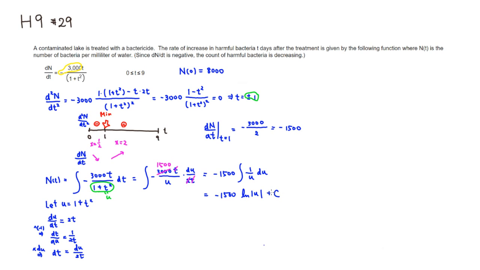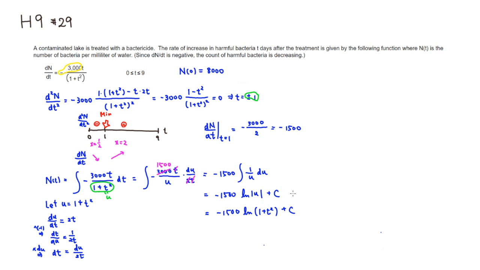Then, if you want, we need to put the original variable back in. Remember that u is the same thing as 1 plus t squared. And we don't have to put absolute value because 1 plus t squared is never negative. All right, so we have that.